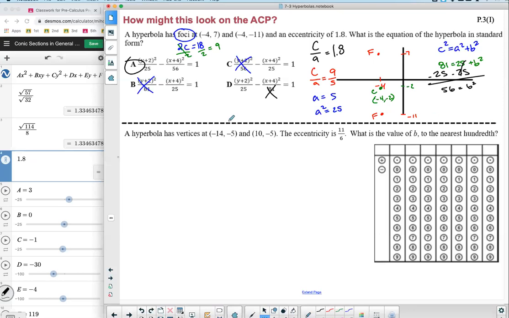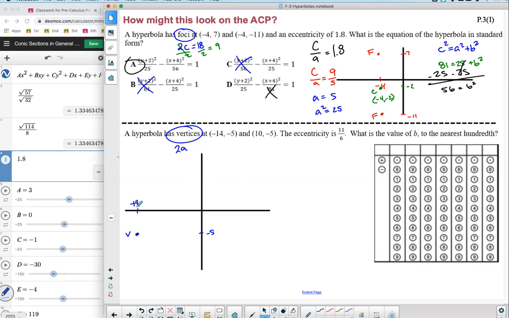So I'm going to roll this over one more time and try again. It says a hyperbola has vertices at -14, -5, and 10, -5. Let's see here, -14. I'm just going to put it right there. Left 14. There we go. Down 5. And this is a vertice. Oh, let me stop. What is vertice? What should we think of when we see vertice? Transverse axis, major axis, or 2A.